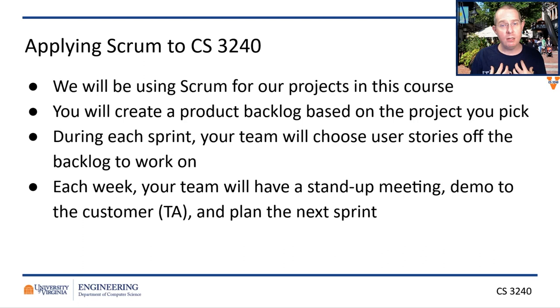So we are going to use a modified version of Scrum in our project. We are going to do requirements based on the projects that you pick. You are going to create a product backlog that you will then pull features off of for each sprint. We'll have some requirements. Let's not overload that term. We'll have some limitations as to what you can and can't do on a given sprint. For instance, you have to do login at a certain point so that we can check it off. But you will pick those features. Your team will work on them during those 2 weeks.